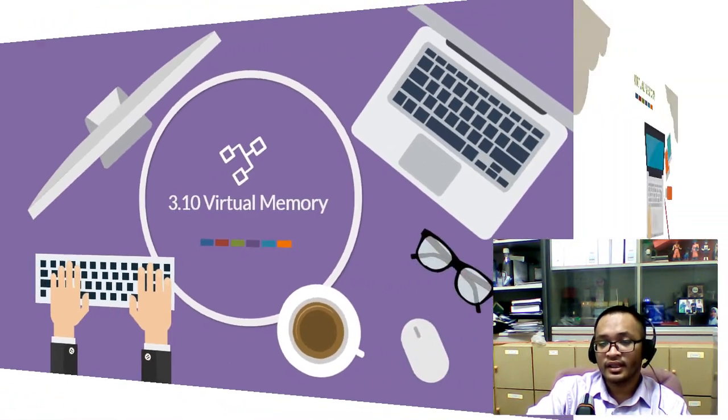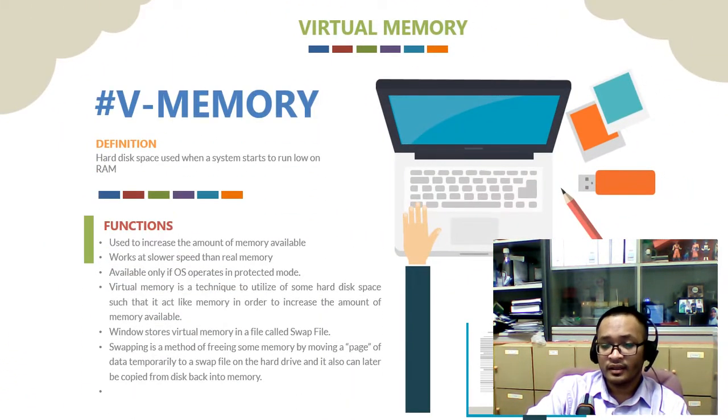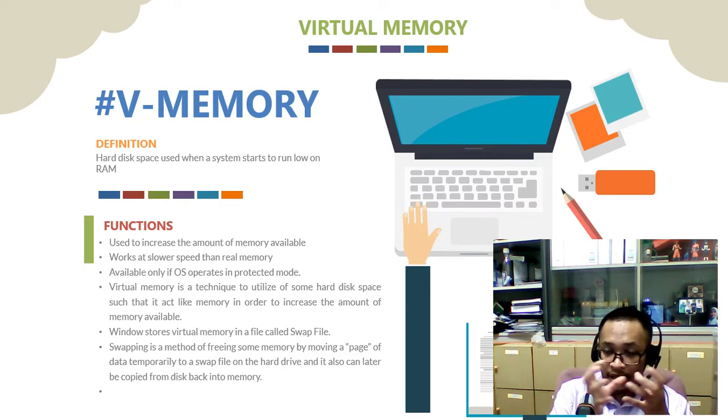Okay, virtual memory. So what is virtual memory? Virtual memory is a situation that happens when your computer is low on physical memory. For example, let's say you have 4 GB of memory and you have fully utilized all 4 GB. You need extra memory to store more data. So in order to do that, the operating system will move a page of data from your main memory into your hard disk. This process we call a swapping process.